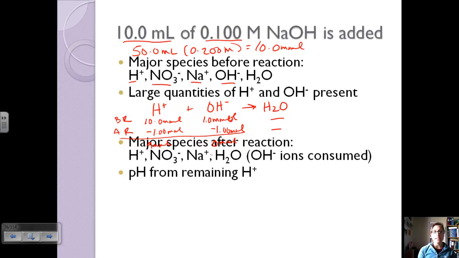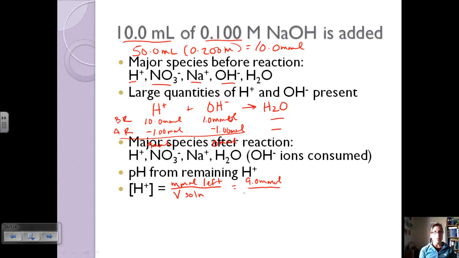So we're going to determine the pH from the remaining H+ after the NaOH has reacted with the HNO3. In order to do this, we take the millimoles that are left, because that's the remaining H+, and we divide by the total volume of the solution. Because we're working in millimoles, we could use milliliters, and so we know we have 9 millimoles of H+ left after the OH reacts.